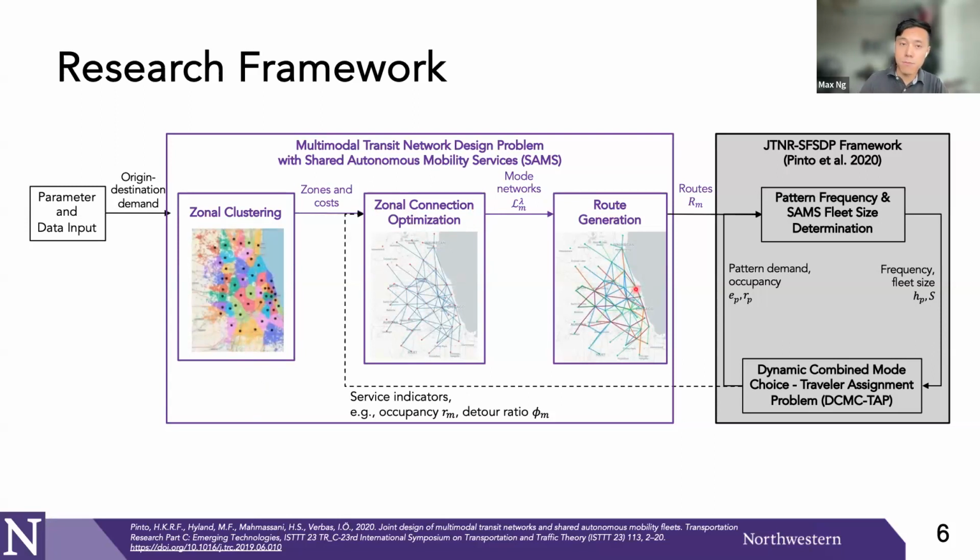Then the next step is that from the zonal connectivity result, we do the route generation. And we use the routes as the transit network design to fit into a previous work, also from Northwestern, where we optimize the transit frequency and the SAV fleet size with the use of agent-based simulation, also considering mode choice, path choice, and SAV simulation.